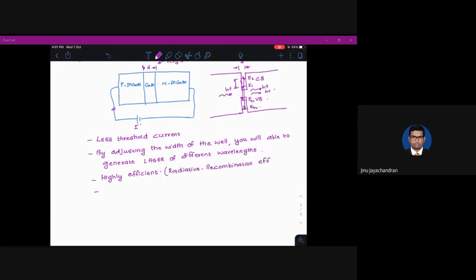Remember, whenever there is a phonon involved, then the radiative recombination efficiency decreases. So in double heterojunction lasers, where the quantum well width is large, the radiative recombination efficiency is less. But in quantum well lasers, where phonon emission possibility is low, the radiative recombination efficiency is high. Okay, and mostly it is because you have discrete energy levels.